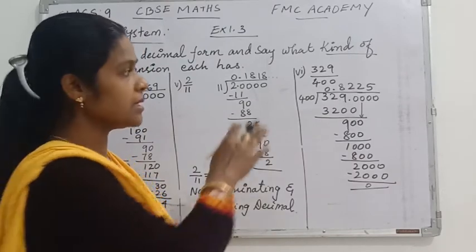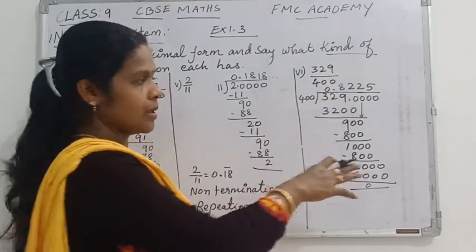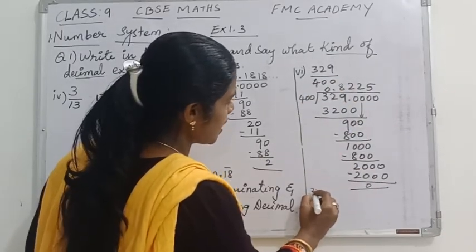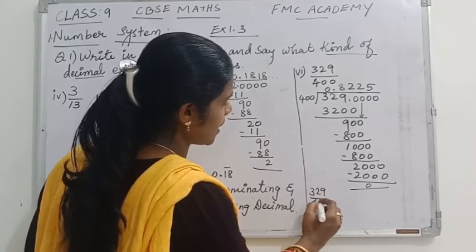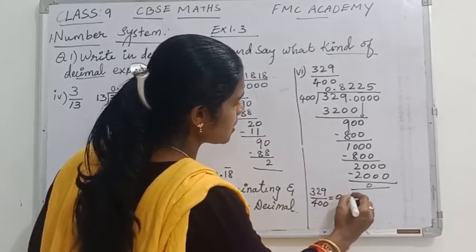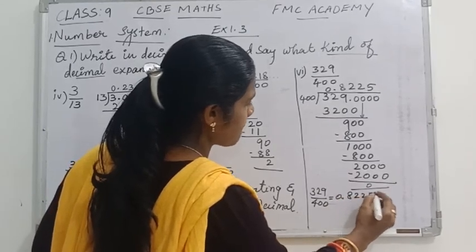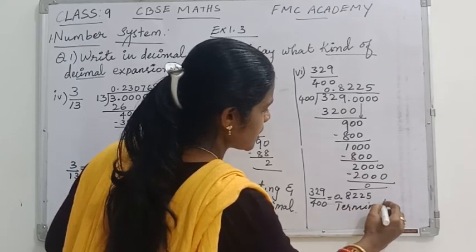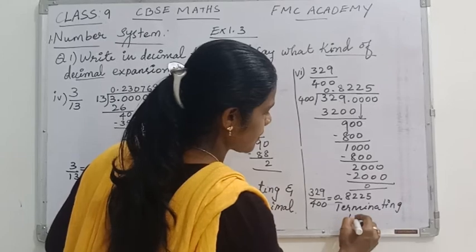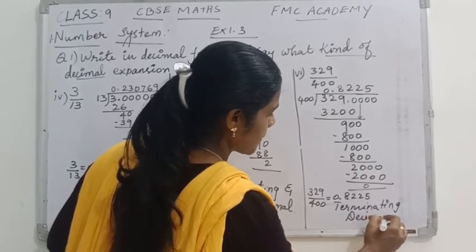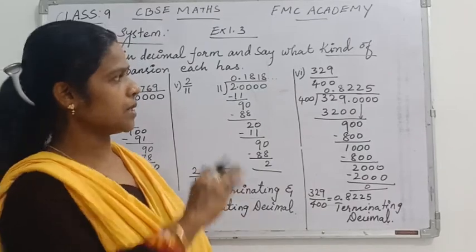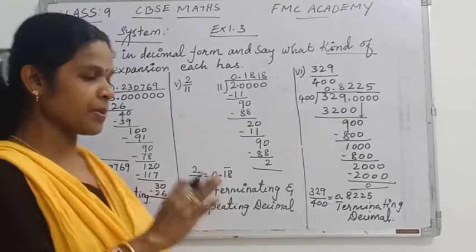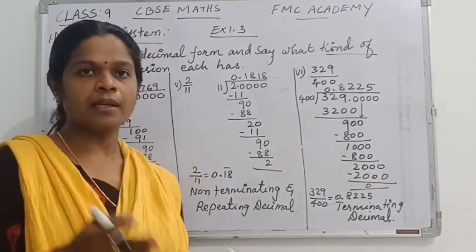What is the meaning? The decimal is terminated, because 0.8225 is over. So 329 by 400 is equal to 0.8225, which is a terminating decimal. Yes, that's it. I hope the first question is very clear to everyone: how to find out whether the decimal is terminating or non-terminating and non-recurring.